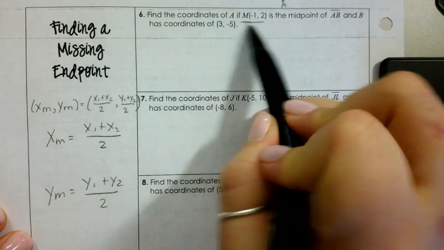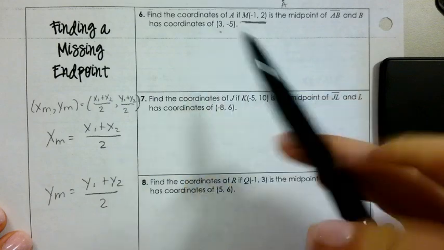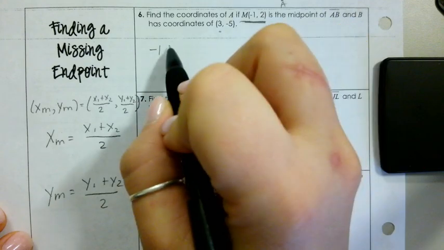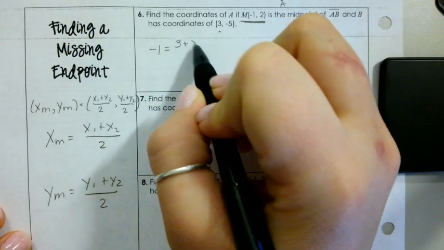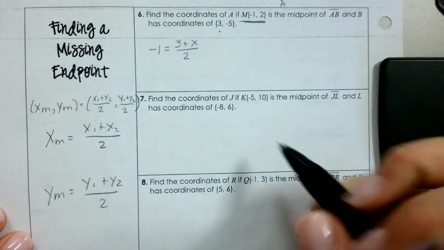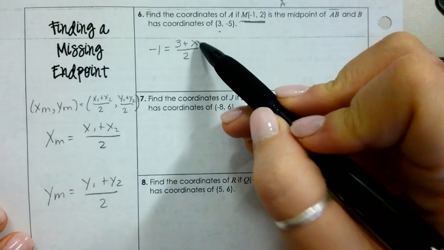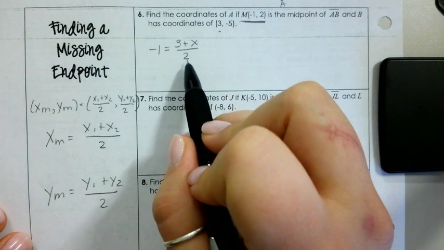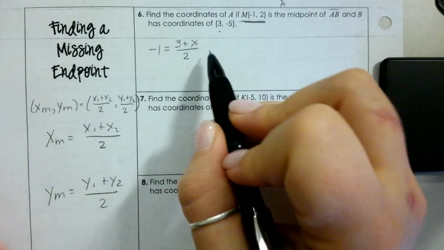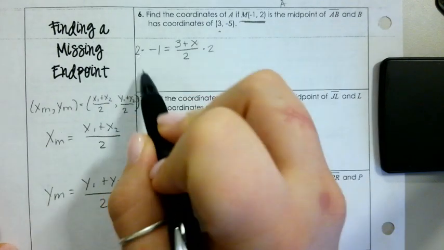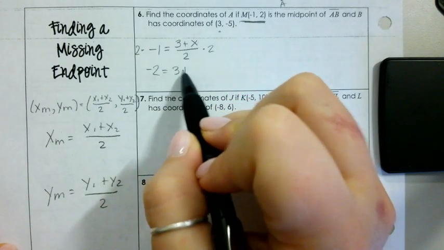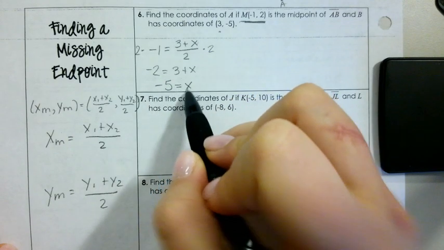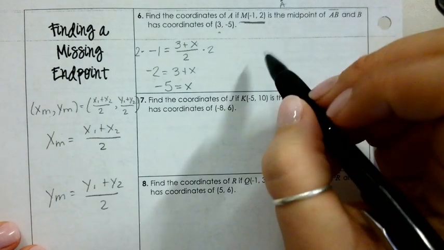So M is our midpoint, and this is our endpoint B. We have our X in the midpoint is equal to our endpoints added together and divided by 2. Now we're trying to find an endpoint, so this should be X. How do we solve an equation that has a variable on top and a number in the bottom? We have to multiply by 2 on both sides first. So we get negative 2 is equal to 3 plus X, and then subtract 3 to get negative 5 is equal to X.